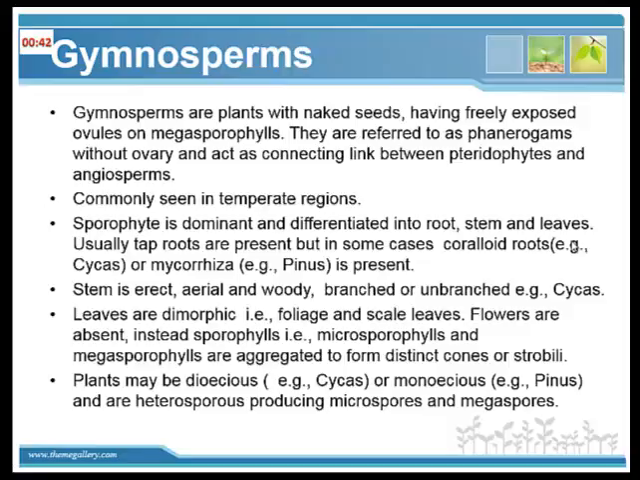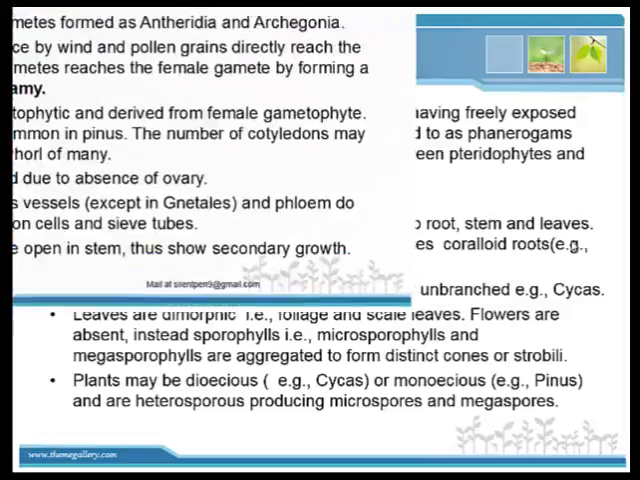The coralloid roots refer to the presence of symbiotic cyanobacteria, and they help in fixing nitrogen and increasing the nitrogen availability to the soil. And dioecious refers to two, monoecious refers to one, and the male and female reproductive organs are mostly separate in individuals.